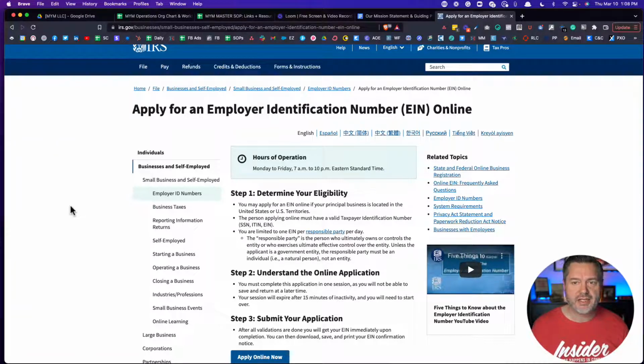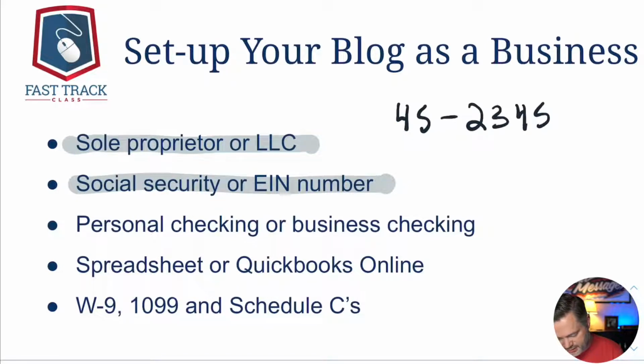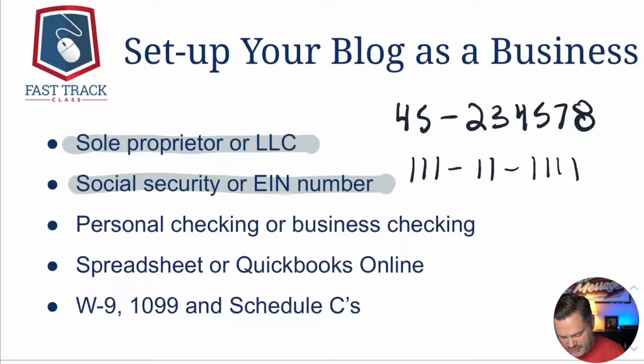Now, an EIN number is going to be something like 45-234578. I'm just making up numbers, okay? An EIN number looks like this, whereas a Social Security number in the United States typically looks like this, right? 3 numbers, then 2, then 4. An EIN number, I think it's around 7 or 8 digits. It looks more like this.